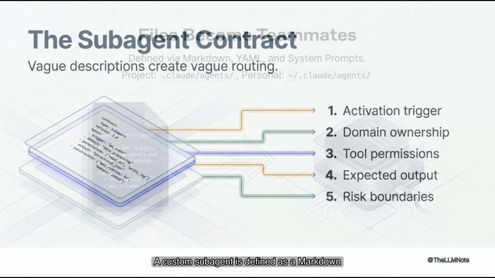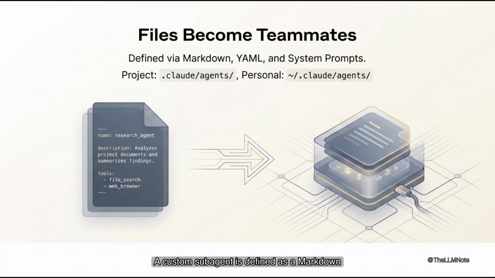A custom subagent is defined as a markdown file with YAML front matter and a system prompt. Project agents live in .claude/agents. Personal agents live in ~/.claude/agents. Fields include name, description, tools, model, permission mode, skills, memory, background, and isolation.